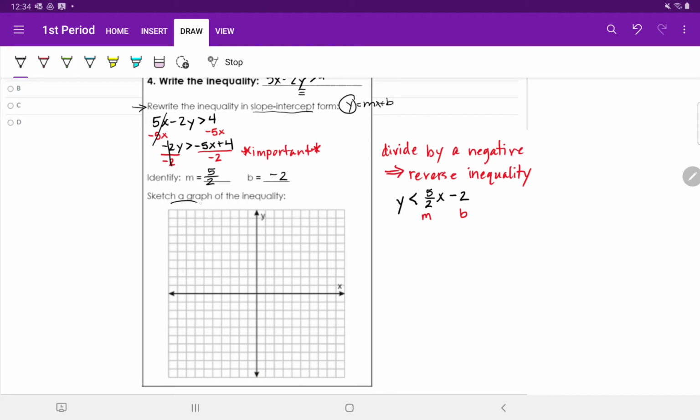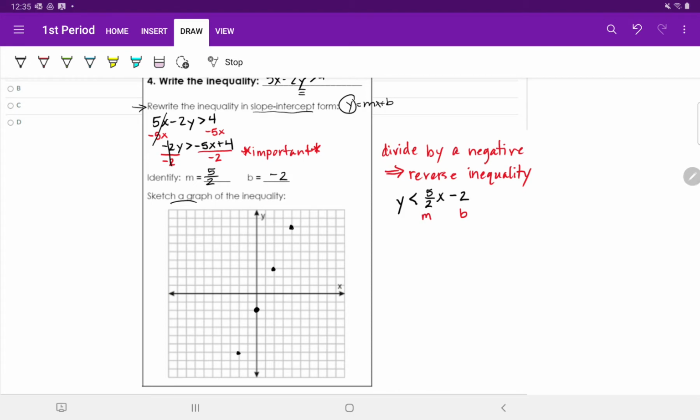We want to sketch a graph. So we start with our y-intercept, which is at negative 2. And then we use our slope to find our next point. A rise over run of 5 over 2 means we're going to go up 5 and right 2, which will put us right about here. And then let me do it again. 1, 2, 3, 4, 5, 1, 2. And then I'll go down in the other direction. Just kind of continue my linear pattern in the other direction, so I've got plenty of points to see.